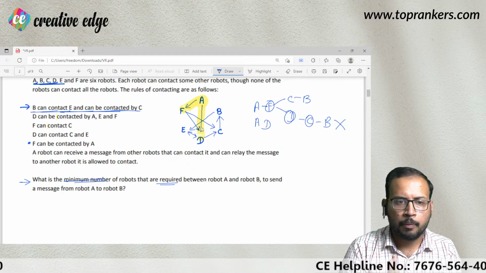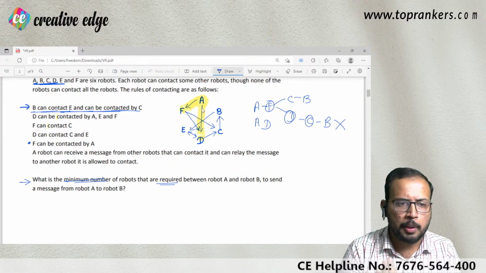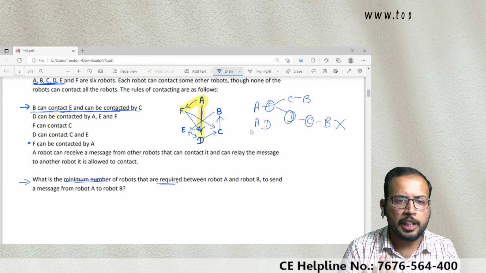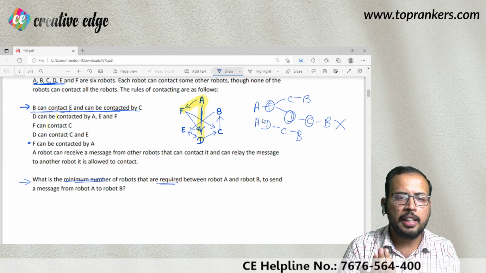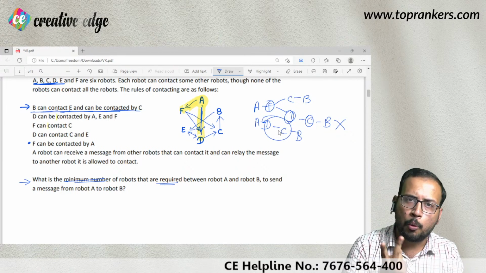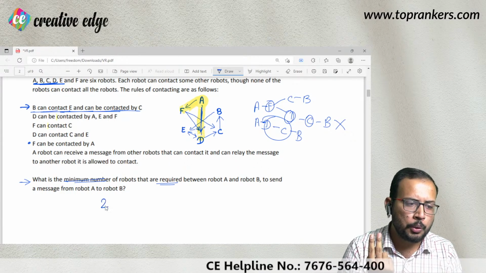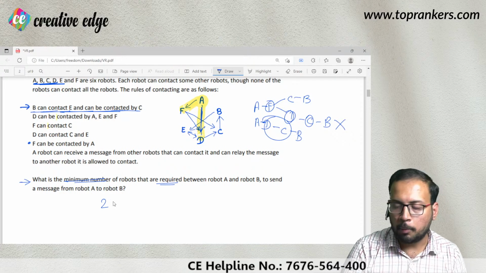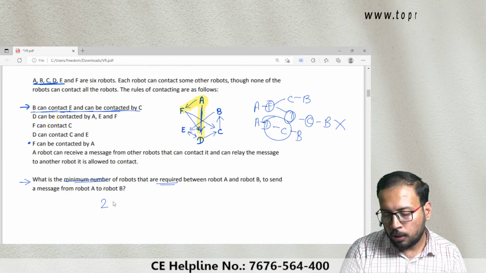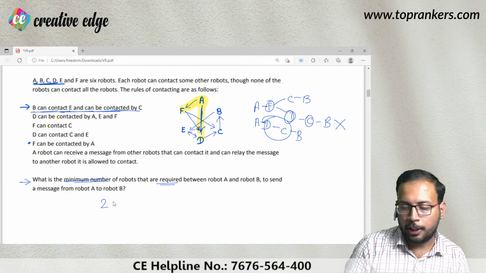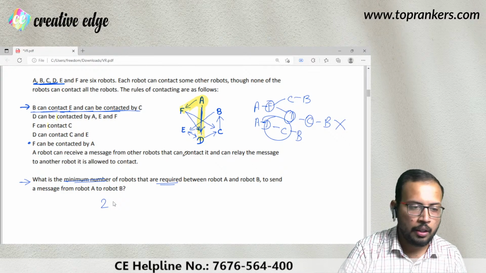Okay. Now look at this path. If I am sending a message from A to D, then D will send it to C and C will send it to B. That means in any case, I will require two robots at least. So the answer to this question is two. I hope everyone understood this question, all the online people who are with me. So you must have understood this question. Let us move ahead with this. We go to the next question.